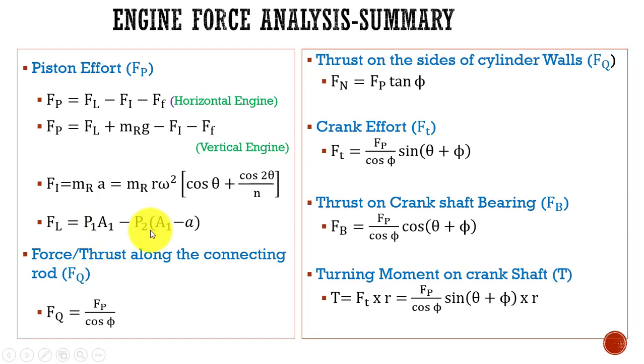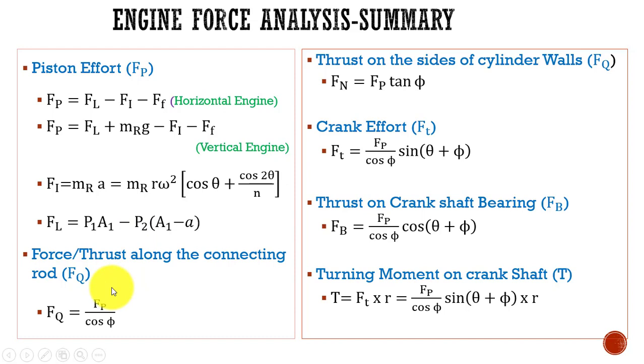p1, p2, and the cross sectional area A1, and the small a that represents the cross sectional area of the piston rod. So you need to remember this formula to find out the gas load.